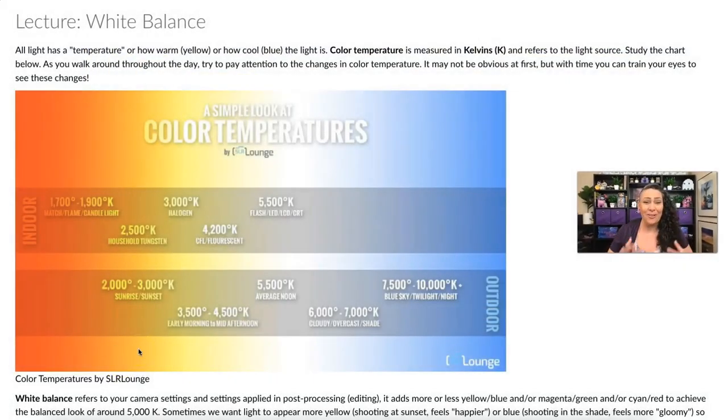Okay, so all light has a temperature, or how warm or yellowish it is, or how cool or bluish it is. Color temperature is measured in kelvins, K, not Kevin's, kelvins, there's an L in there, and it refers directly to the light source. So let's check out this chart here.